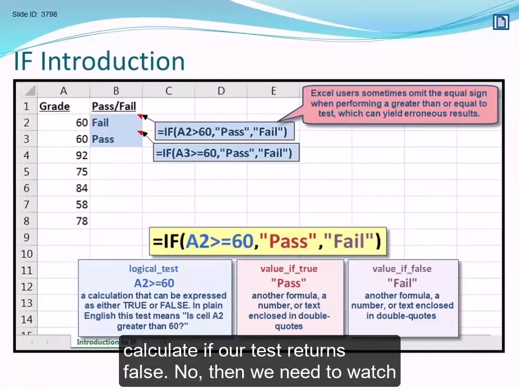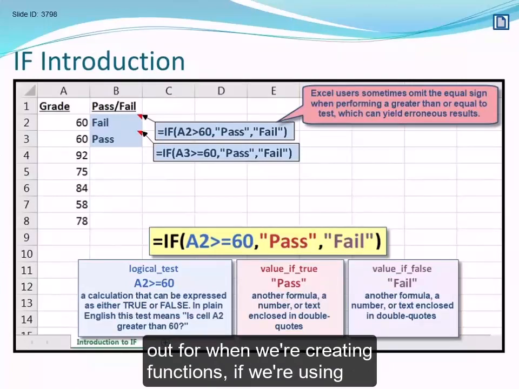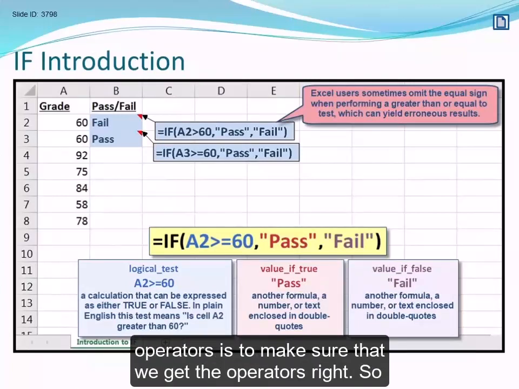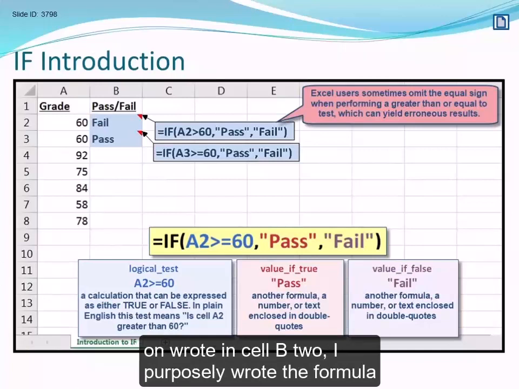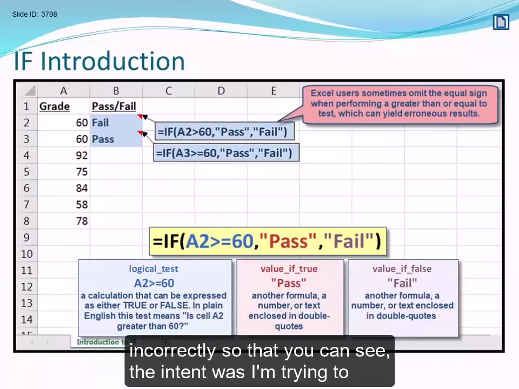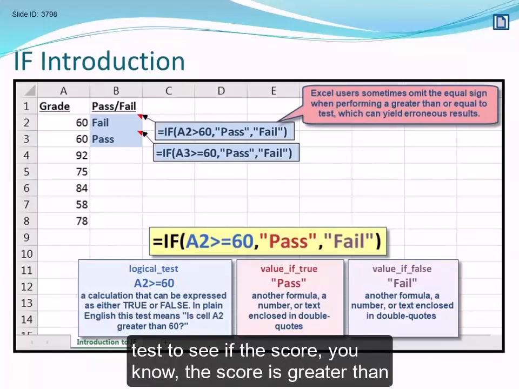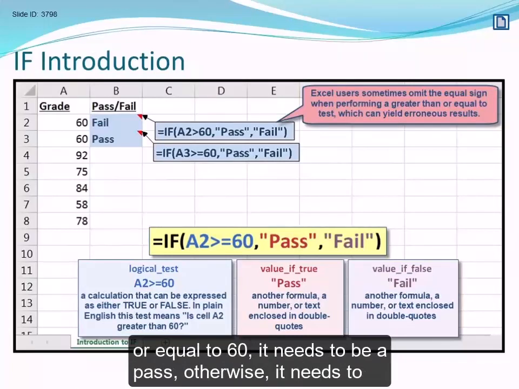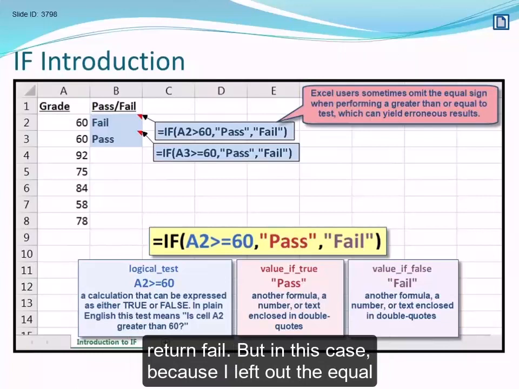Another thing we need to watch out for when we're creating IF functions, if we're using operators, is to make sure that we get the operators right. So in cell B2, I purposefully wrote the formula incorrectly so that you can see the intent was I'm trying to test to see if the score is greater than or equal to 60, it needs to be a pass, otherwise it needs to return fail.